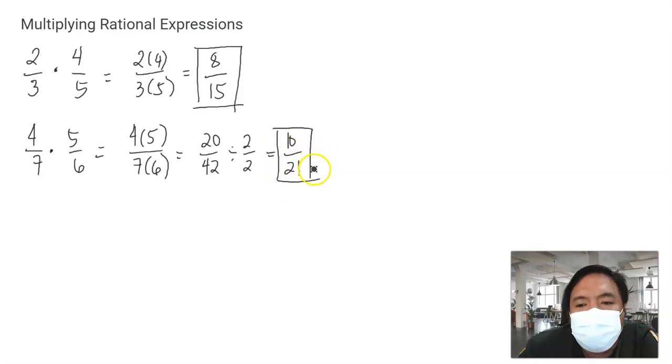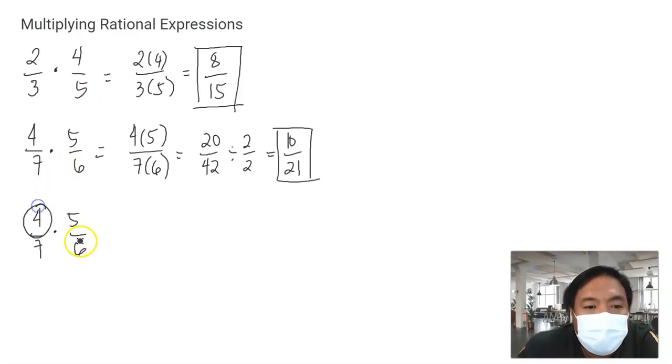Pero actually sa umpisa pa lang meron na tayong pwedeng gawin. As long as yung isa ay nasa numerator at isa ay nasa denominator, na meron kayong pwedeng makita na number na pwedeng i-divide sa kanila pareho, then we can do the cancellation of that one or reducing of that number already. So, tingnan natin, 4 over 7 times 5 over 6. Ano po kaya yung number na nasa numerator at nasa denominator na pwede nating makita na meron silang common na pwedeng i-divide sa kanila? Very good.